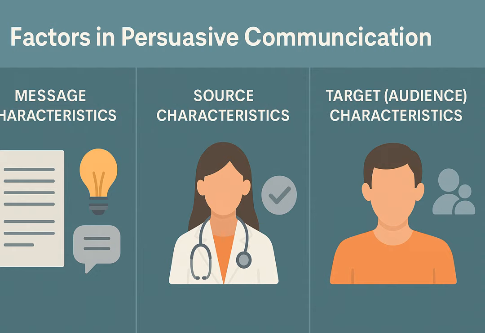Yeah, with target characteristics, it's all about the individual. Their education level and prior knowledge on the topic are important. That shapes how they process the information. Their mood at the time can even play a role. Like if someone's in a good mood, they might be more open to certain types of persuasion. And maybe the biggest factor is their level of personal involvement.